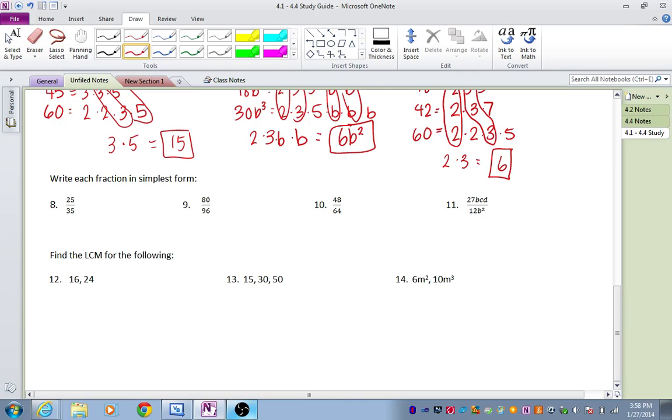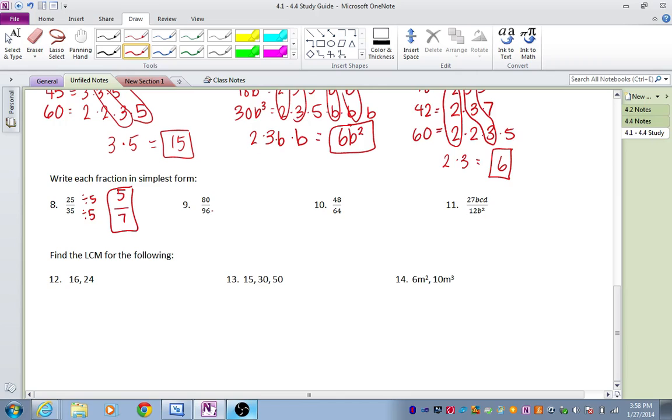So for number 8, 25 over 35, they both end in a 5, which means we can divide both numbers by 5. 25 divided by 5 is 5. 35 divided by 5 is 7. So our simplified number is 5/7.